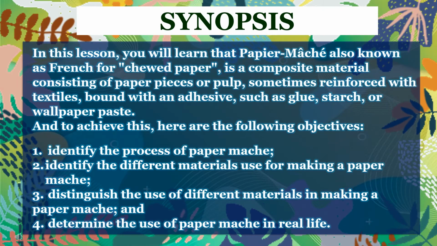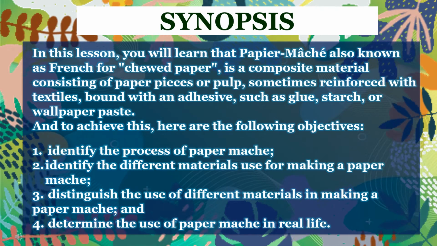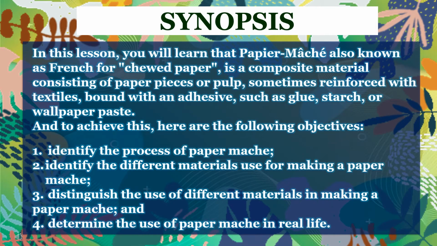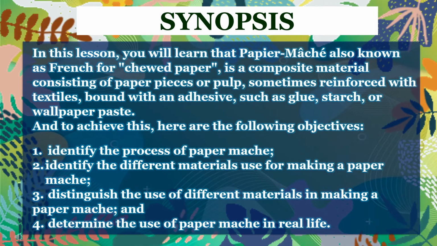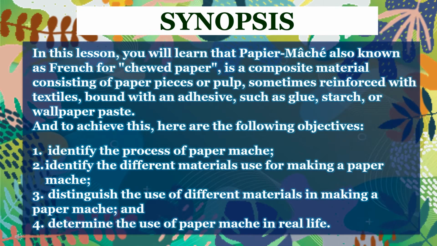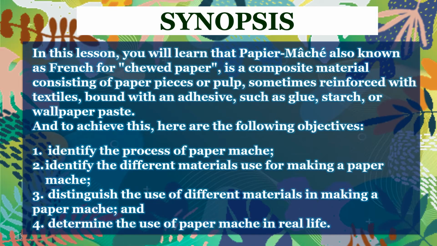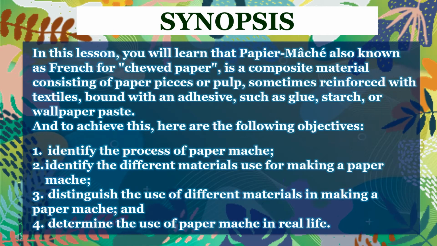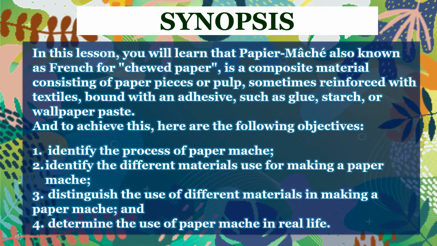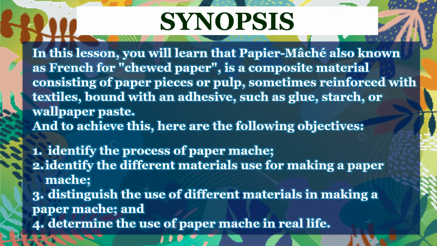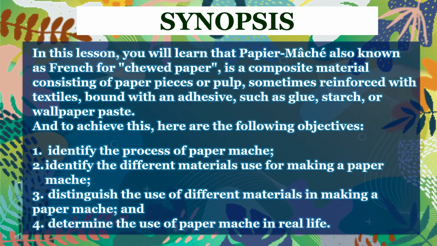In this lesson, you will learn that papier-mâché, also known as French for chewed paper, is a composite material consisting of paper pieces or pulp, sometimes reinforced with textiles, bound with an adhesive, such as glue, starch, or wallpaper paste. And to achieve this, here are the following objectives.